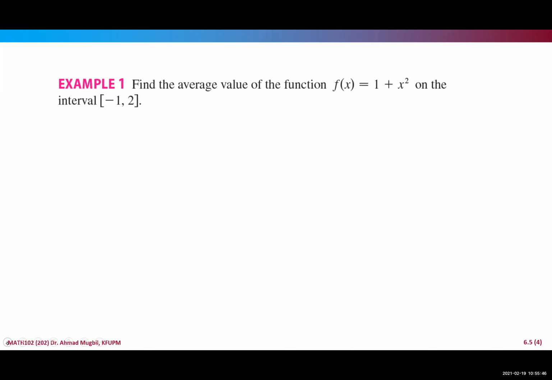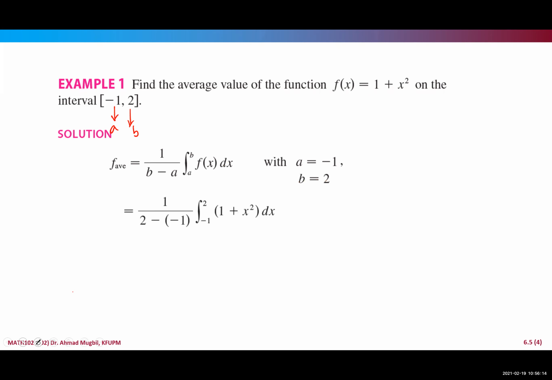Let's take this example. Find the average value of the function f of x equals 1 plus x squared on this interval, negative 1 and 2. So this is a and this is b. So now the average of the function will be what? Just 1 over b minus a, the integral from a to b of f of x dx. What is a? a is negative 1. What is b? b is 2.